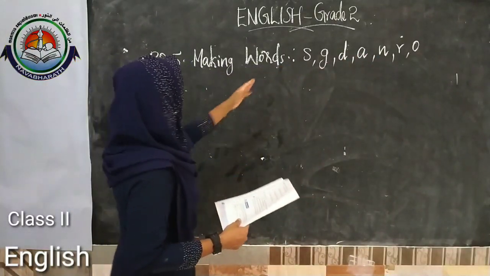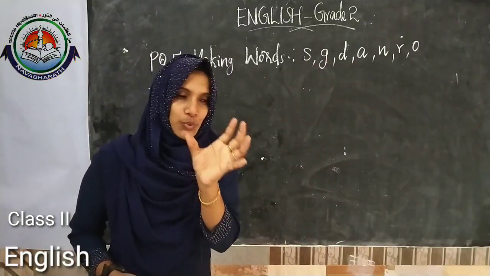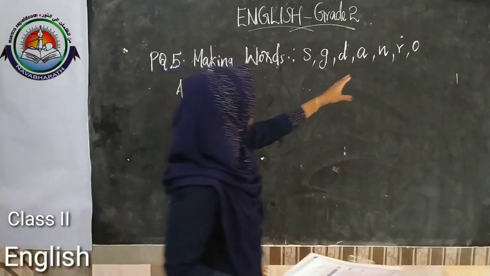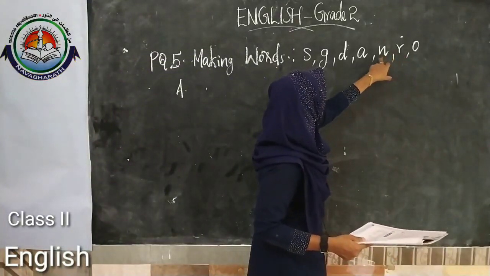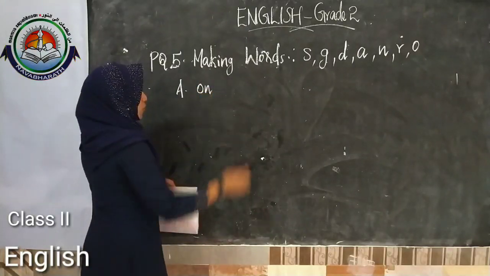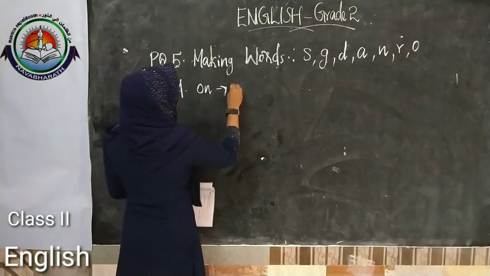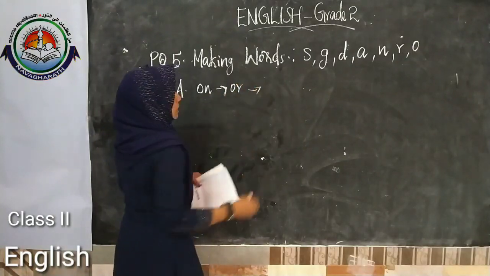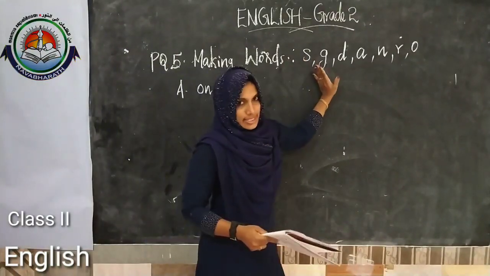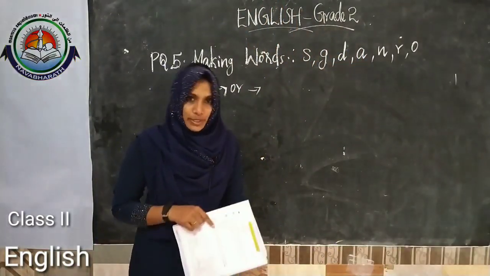For example, you can start from small words, 2-letter and 3-letter words. So let's write O and N. Yes, it becomes on. Then we need to change. Let's change the O with R. Like this you can replace the letters. So at last you will get the biggest word also.